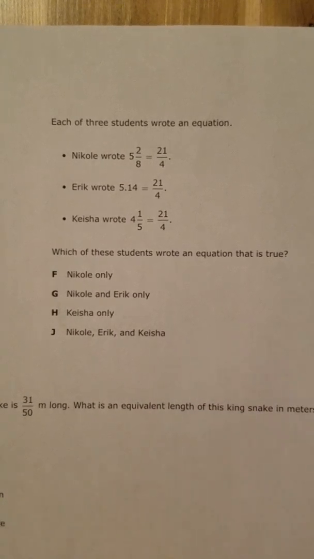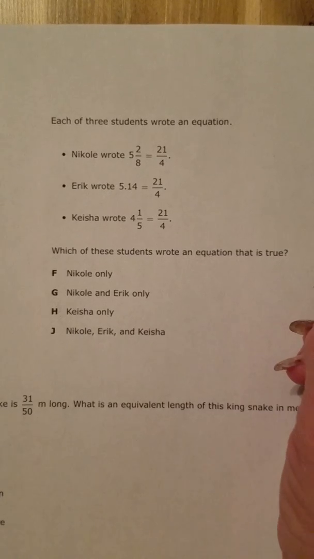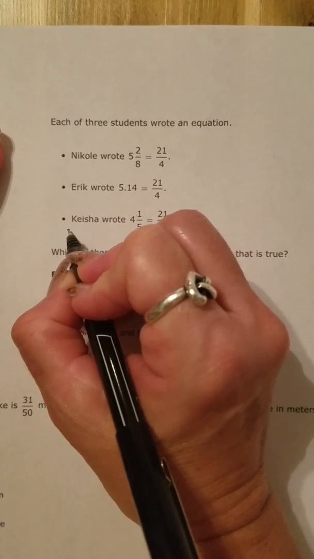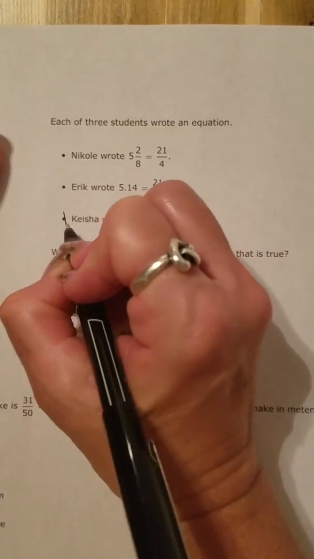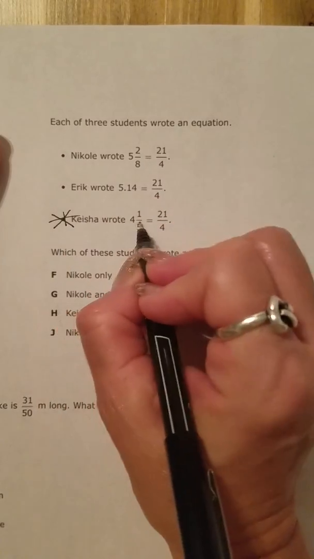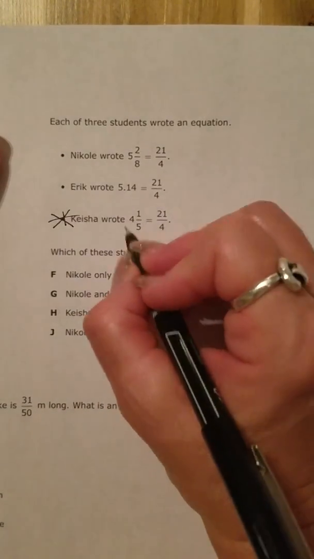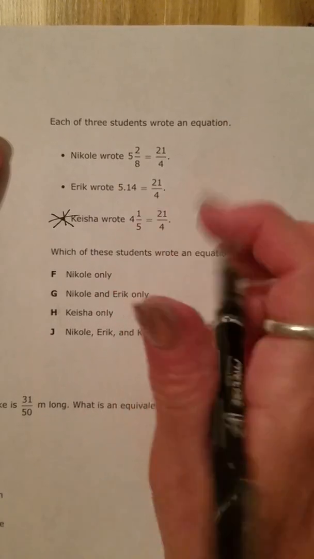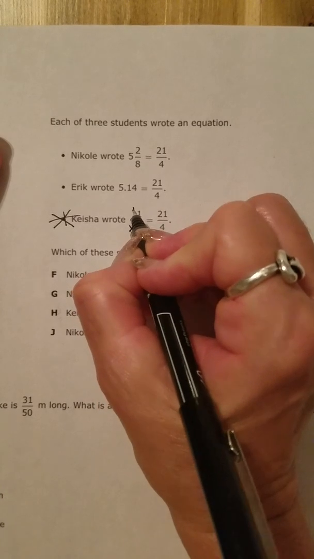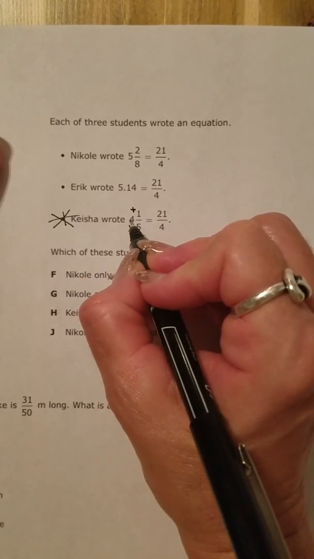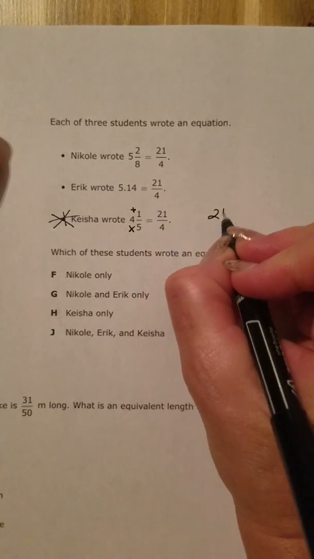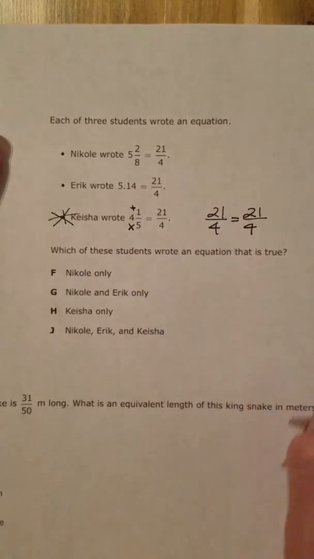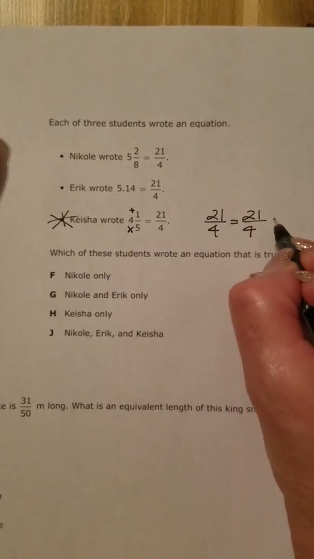Let me do one of these with you. I'm going to do Keisha. It's saying this is equal to this. These are an improper fraction and a mixed number, but I can turn this into an improper fraction by doing the circle method. 5 times 4 is 20, plus 1 is 21/4. And it's saying it's equal to 21/4. Well, it is. So this one is true.